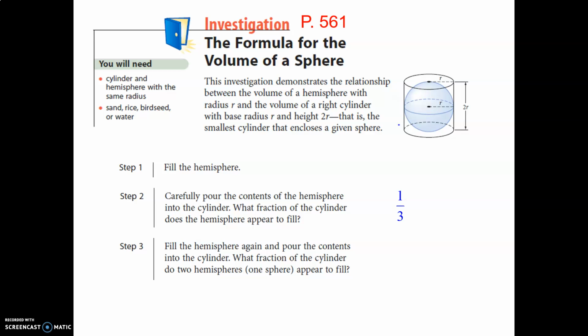Because 2 hemispheres are actually a sphere. So if 1/3 of the cylinder is filled with a hemisphere, 2/3 of the cylinder will be filled with a full sphere.